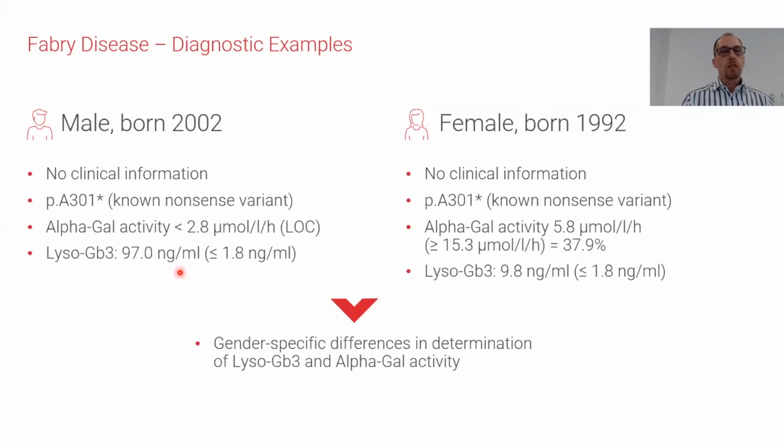Some other diagnostic examples. This is a male born in 2002. We got no clinical information, which makes it sometimes really difficult in the diagnostic procedure. This is a known nonsense variant, which we found. The alpha-gal activity was below the lower limit of quantification, and lyso-Gb3 was highly increased. No doubt, this is Fabry's disease.